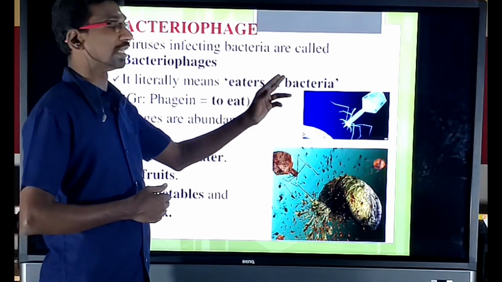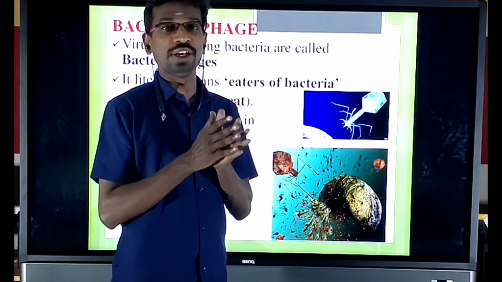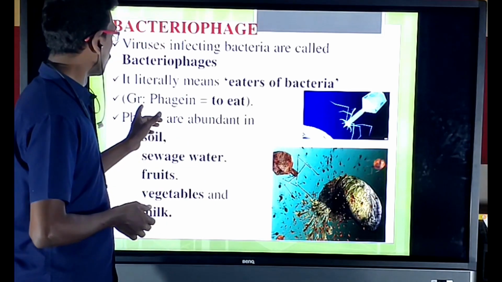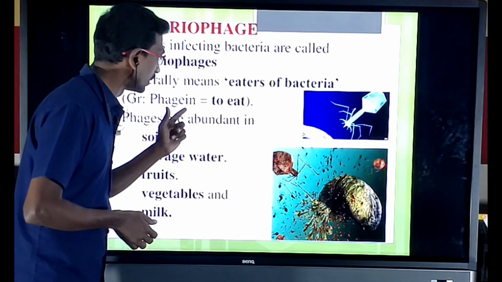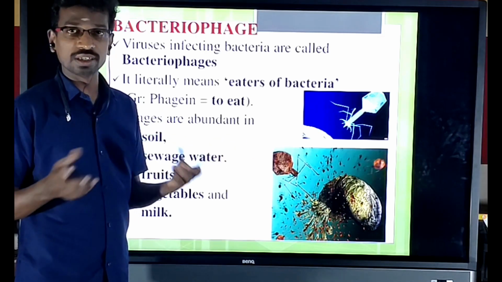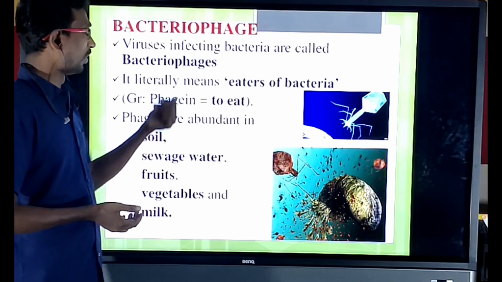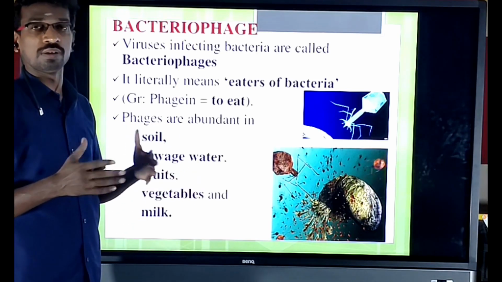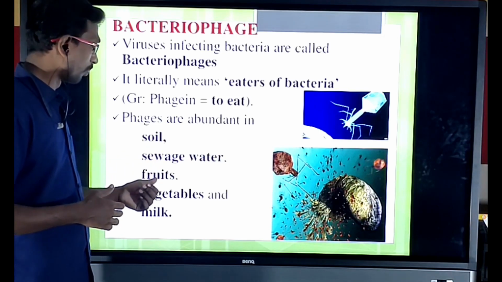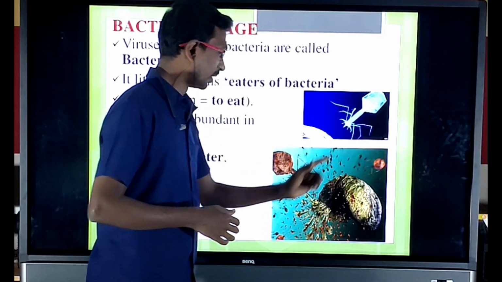Literally, it is an eater of bacteria, because at the end of the infection, it will destroy or kill the bacteria. It's a Greek name, where phage means to eat or to feed, and finally the bacteria will be dead. The bacteriophage is abundantly present in soil, sewage water, fruit, vegetables and milk.